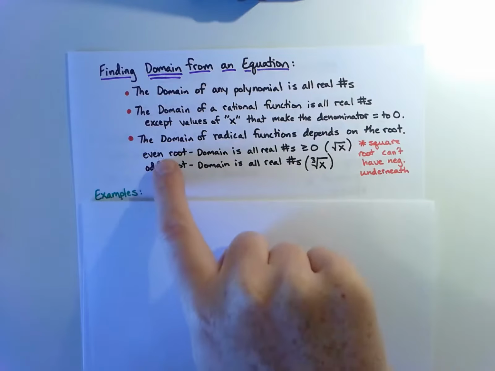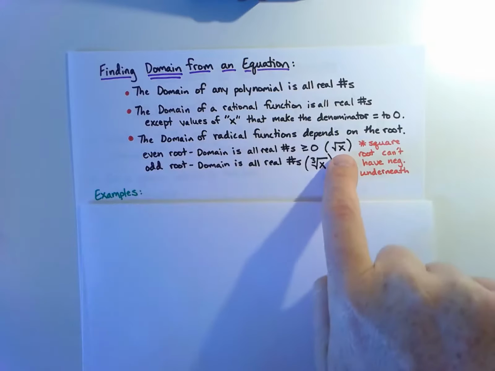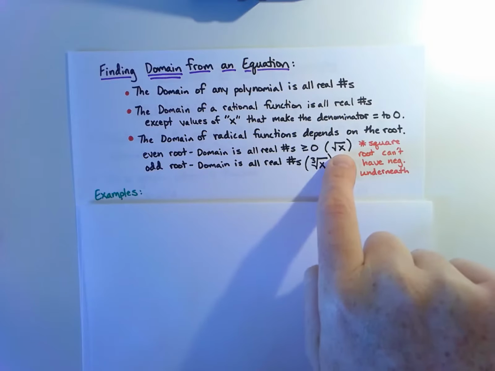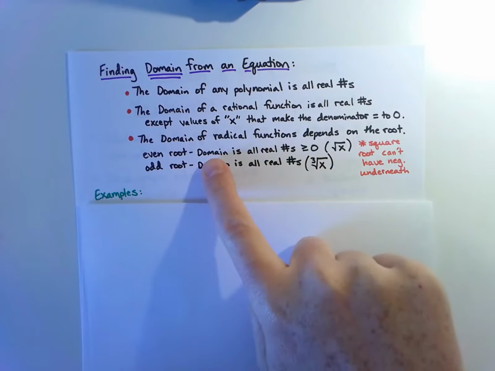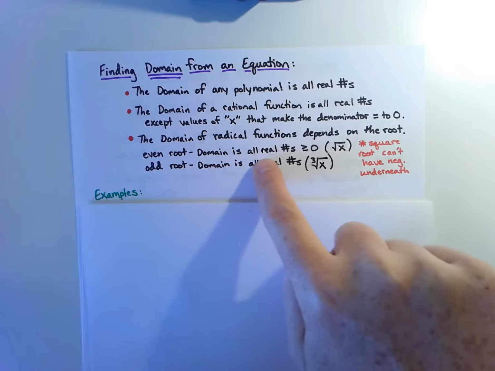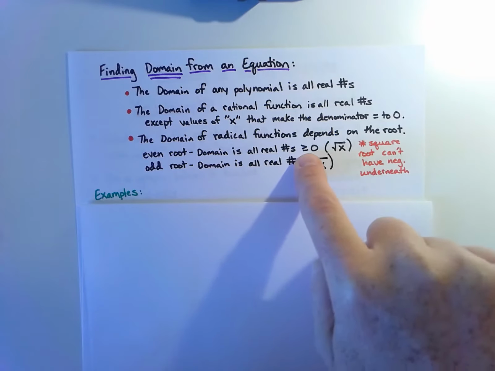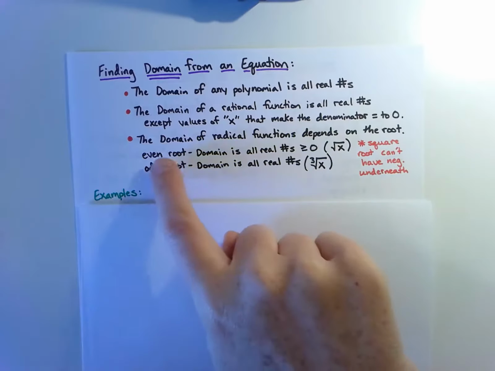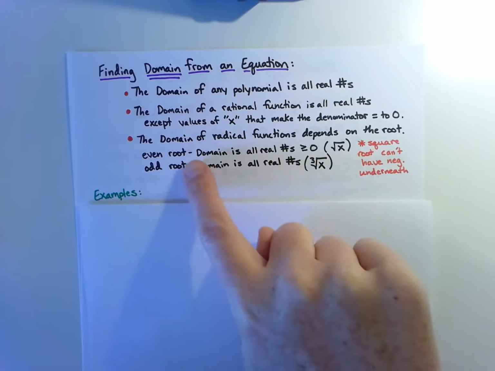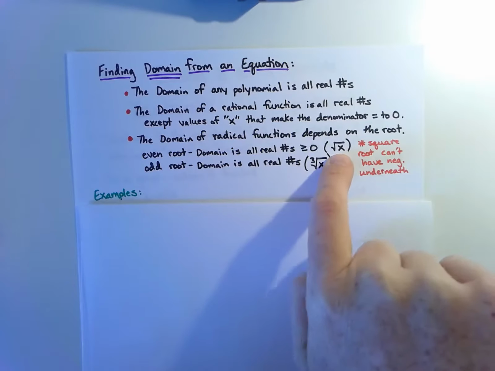So if you have an even root, for example, a square root or a fourth root, or if you happen to have a sixth root, things that are even numbered roots, your domain would have to be all real numbers that are greater than or equal to 0. In other words, think about a square root: it can't have a negative underneath it. So that would be what would limit our domain if we're given a square root function.